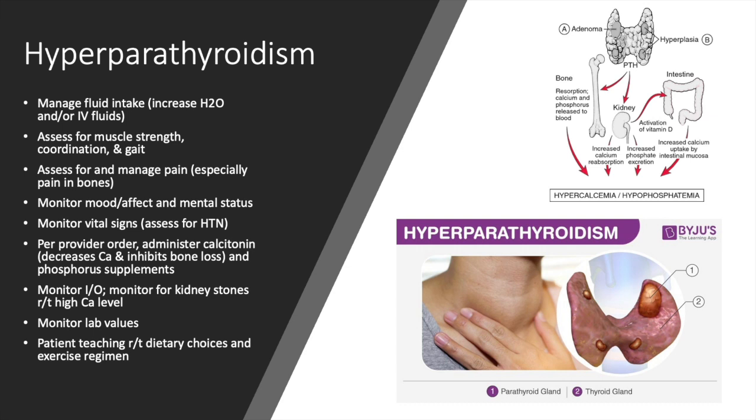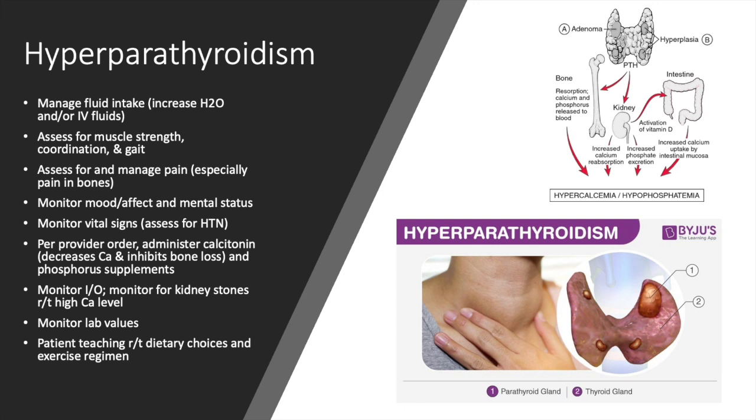So hyperparathyroidism: too much PTH, too much parathyroid, too much calcium. And so now, instead of having excitability of your nerves and muscle spasms, you've got the complete opposite. And it's definitely going to impair kidney function. So monitoring renal function is going to be key. Monitoring cardiac function is going to be key. Monitoring electrolytes is going to be critical as well, because it oftentimes results in low phosphorus levels.